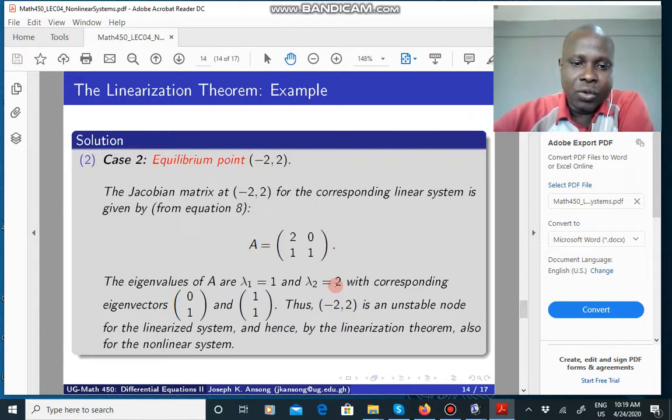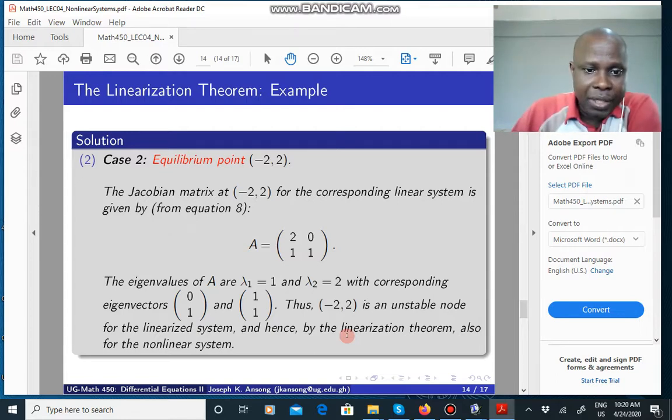Okay? So since the fixed point negative 2, 2 is an unstable node from the linearized system, by the linearization theorem we can also conclude that the nonlinear system will have an unstable node at this equilibrium point, negative 2, 2. Okay? So there is this correspondence between them. If, for instance, we had repeated eigenvalues, then we can't really make any conclusion based on the linearization theorem. But because it is an unstable node, which is included in the theorem, then we can make this conclusion. All right?